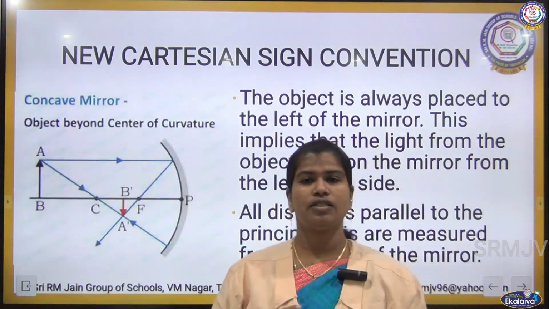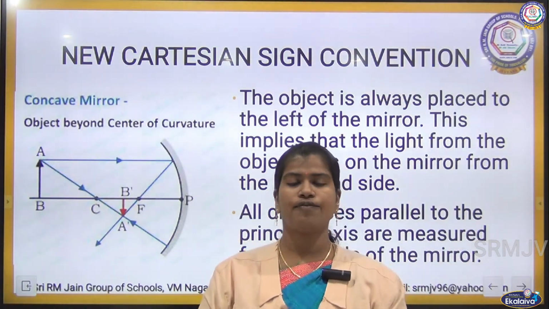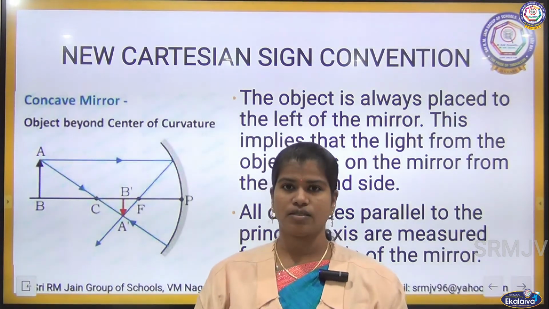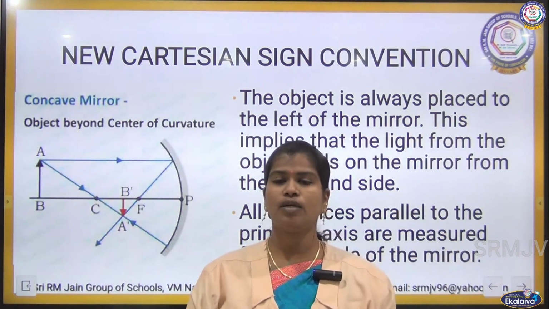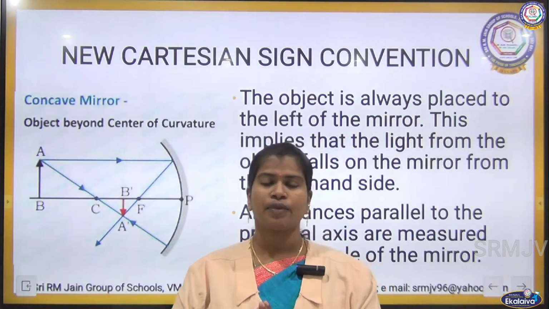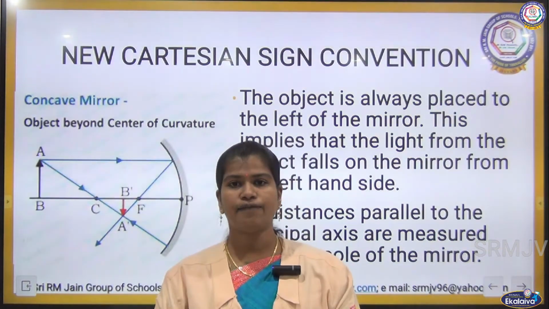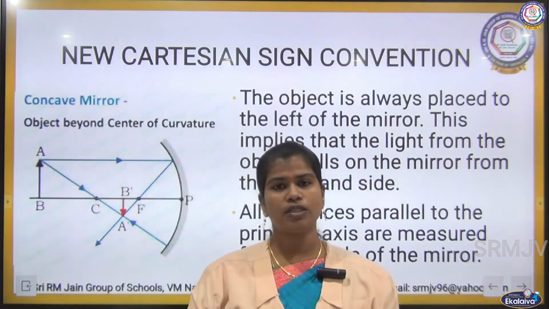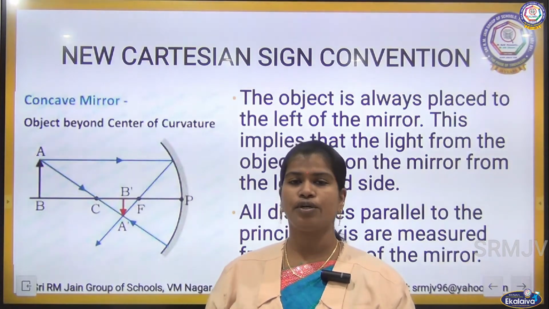This new Cartesian sign convention is very much needed in terms of working out the numericals in light. For example, this new Cartesian sign convention is applicable both for concave mirror as well as the convex mirror. So, when we are dealing with the numericals, we have to use these signs, we have to convert some signs, and the rules for those signs we are going to learn today.